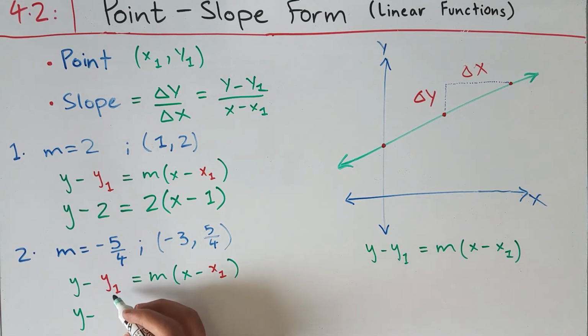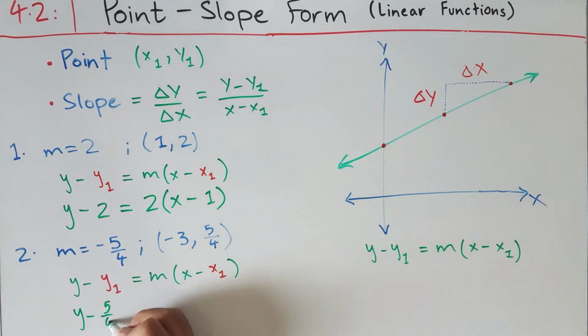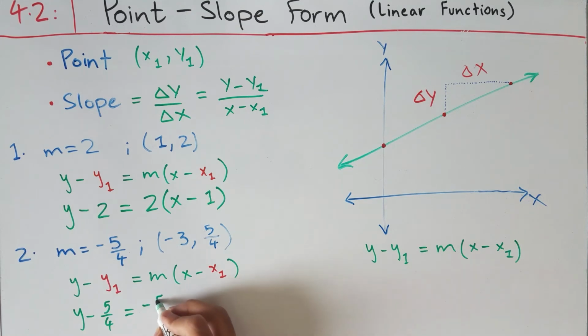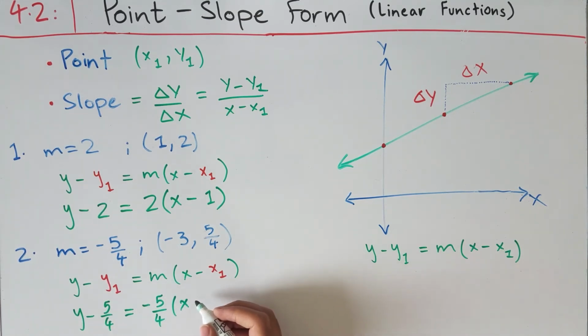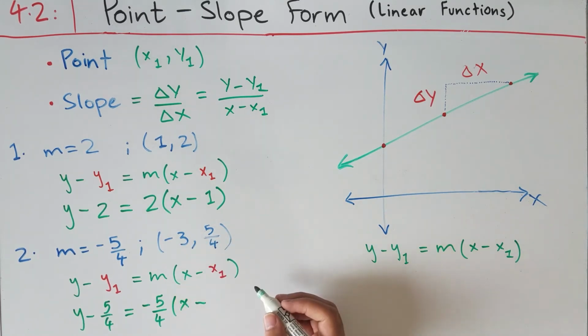In this case, y1 is the y-coordinate of this point, so 5 over 4 will be y1, which will equal to the slope, which is given as m equals negative 5 over 4. So we can substitute this m with negative 5 over 4 times the x variable, which we will not substitute with any number, minus x1, which is negative 3, which is the x coordinate of this point.